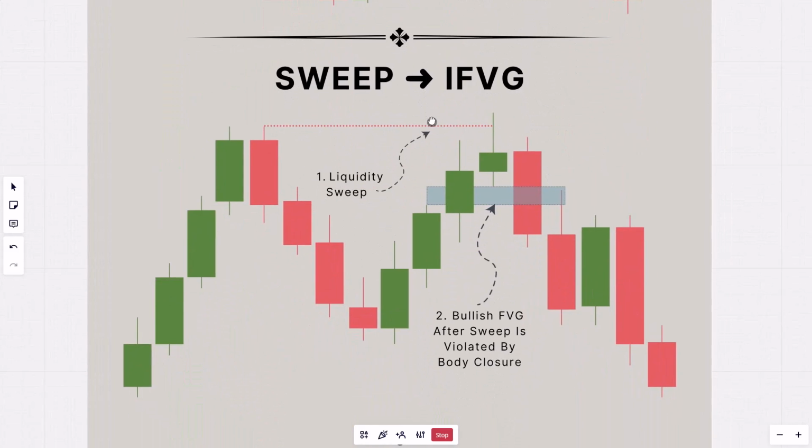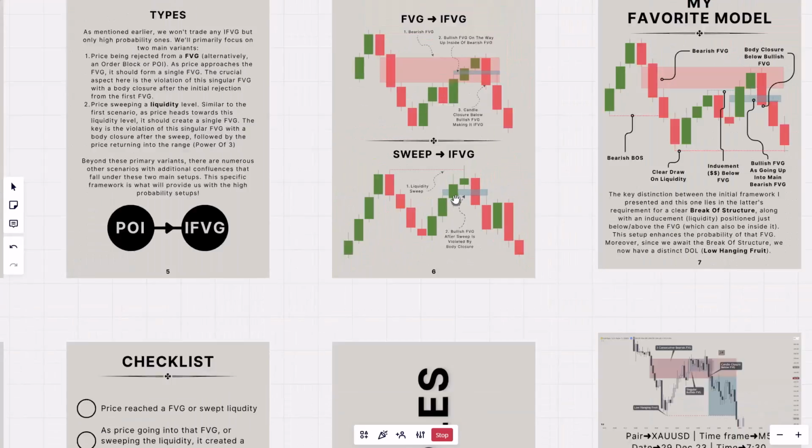But this is the first variant, or the first framework, which is a fair value gap into an inverse fair value gap. On the other hand, we have the other variant, which is the liquidity sweep creating an inverse fair value gap. So basically, we don't have a fair value gap here in this case, but we see price as it's coming up, sweeping a liquidity level. And on the way up, we can see that there is a singular bullish fair value gap. And this singular fair value gap is violated. It flipped from being bullish into bearish. It flipped from being a fair value gap into an inverse fair value gap. So this is the sweep inverse fair value gap framework.